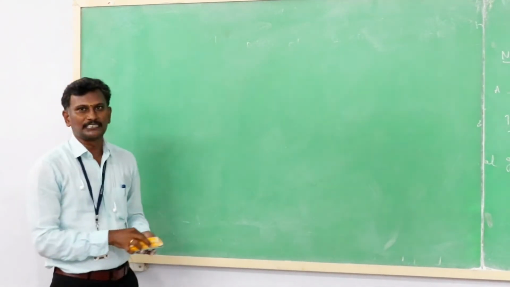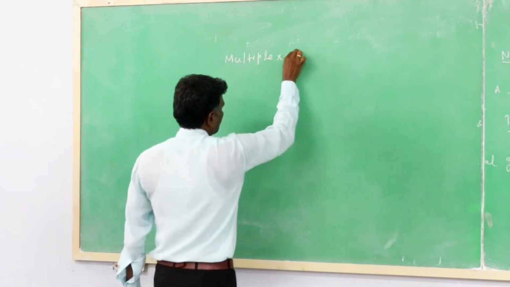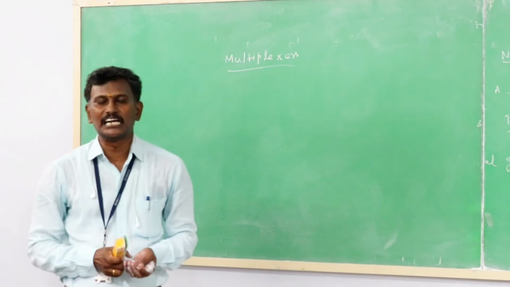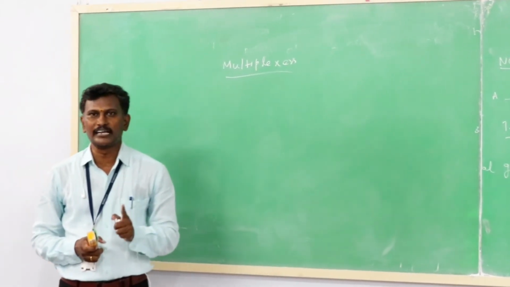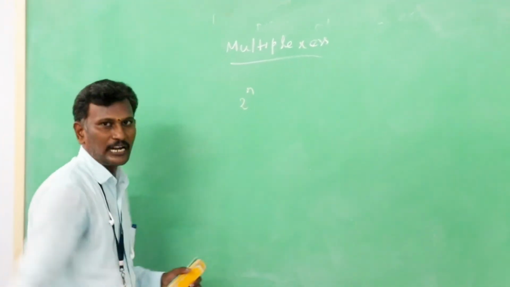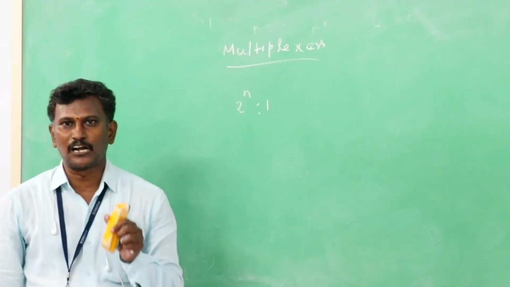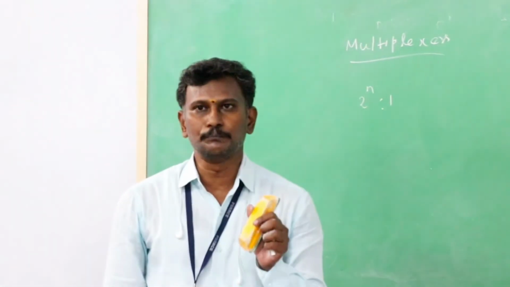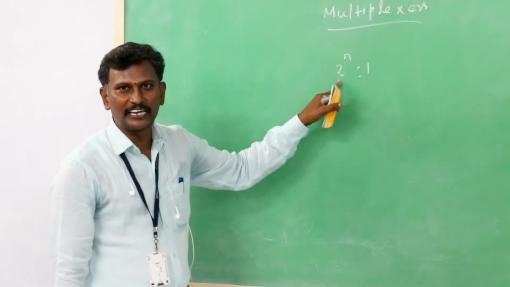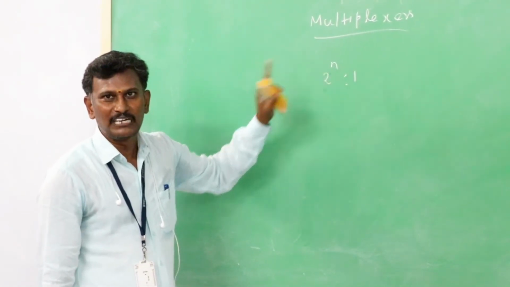Next one, multiplexers. So a multiplexer is a digital switch. It allows digital information from several sources to be routed onto a single output line. So the basic multiplexer has 2 power n input lines and one single output line. The particular input line is controlled by a set of selection lines whose bit combinations determine which input is selected. So the basic multiplexer has 2 power n input lines, where n is the number of selection lines.